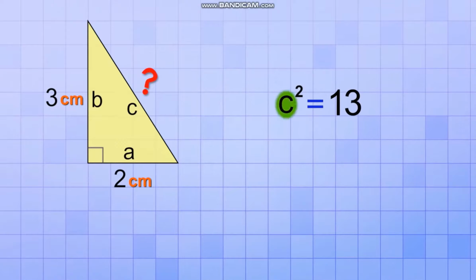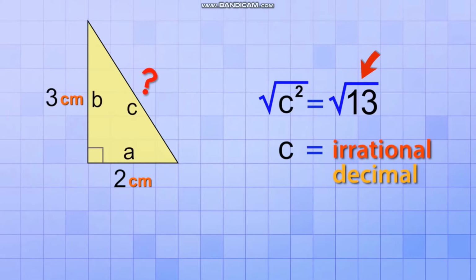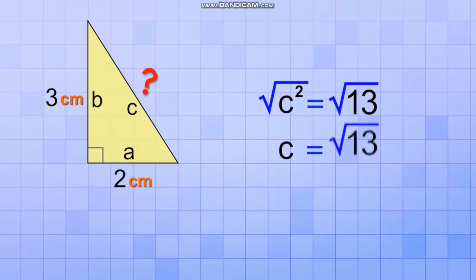Then, to get c all by itself, we need to do the inverse of what's being done to it. Since it's being squared, the inverse operation is the square root, so we need to take the square root of both sides. Taking the square root of c squared just gives us c, which is what we want on this side of the equation. But it gives us a little problem on the other side, because it's not easy to figure out what the square root of 13 is. It's not a perfect square, so it's going to be a decimal, and probably an irrational number. But that's okay, because it's fine to just leave our answer as the square root of 13.